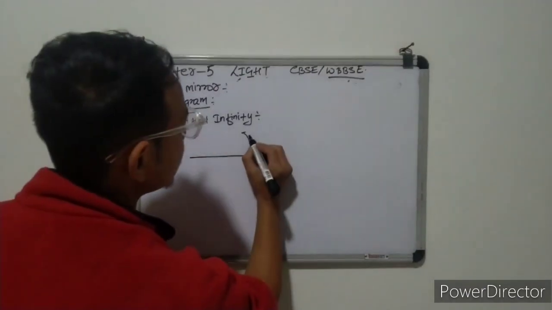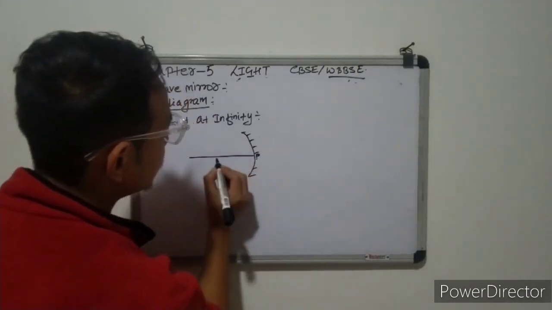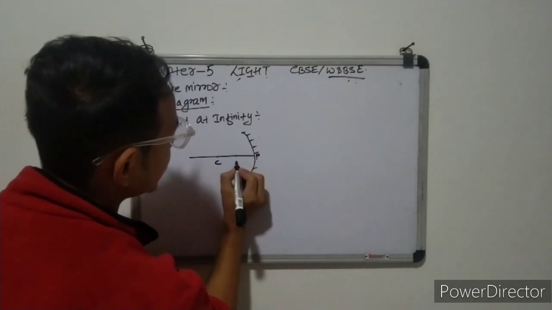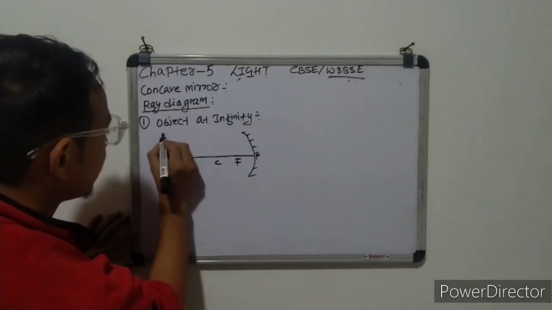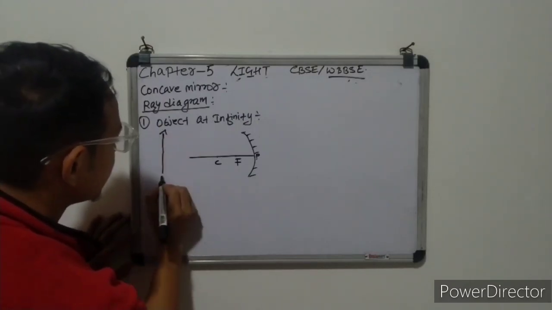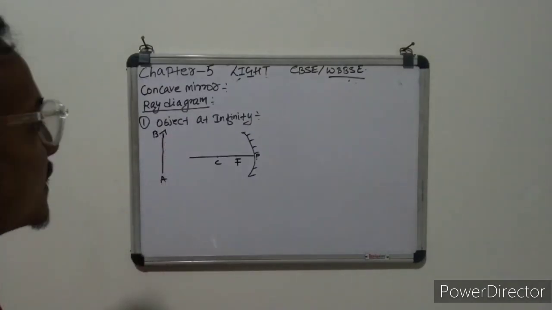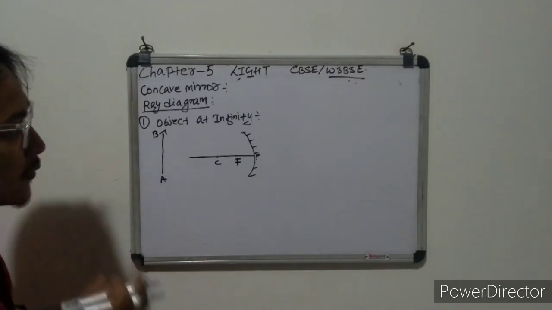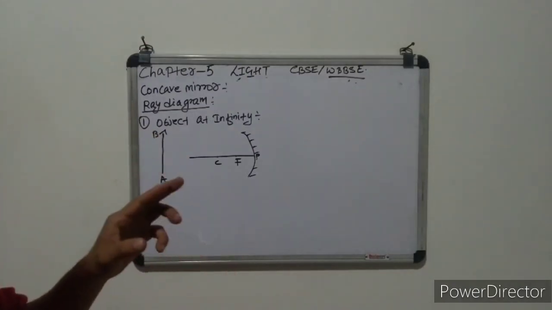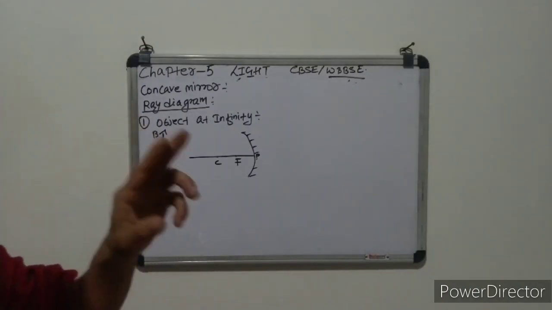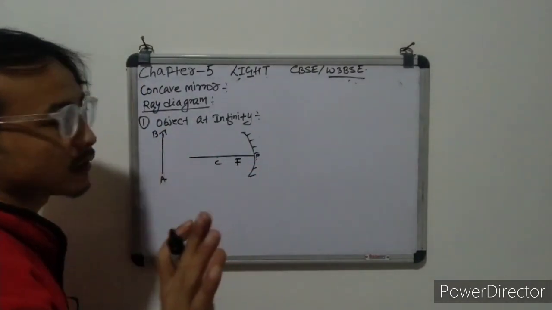So first I have to draw the concave mirror. Draw the concave mirror. Here this one is the pole, this one is the center of curvature and this one is the focus. I have to keep the object at infinity. Let this be the infinity. So A and B is my object. When the object is kept at infinity, first remember one thing: at least we need 2 rays for producing an image. At least 2 rays, not only one.